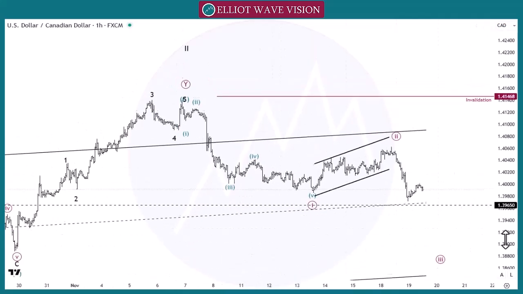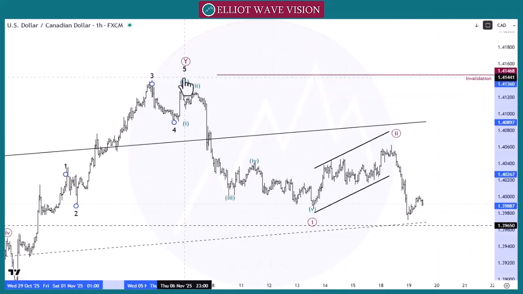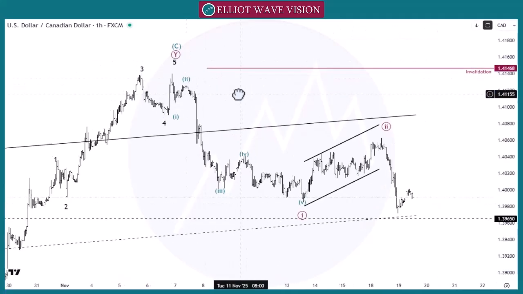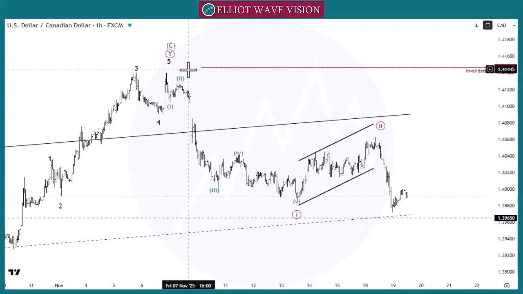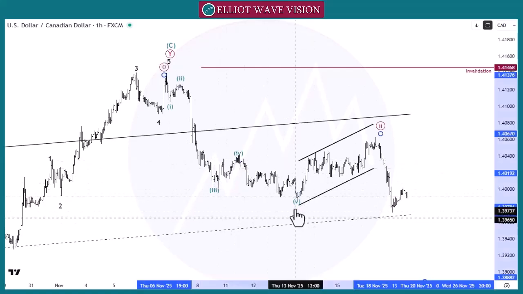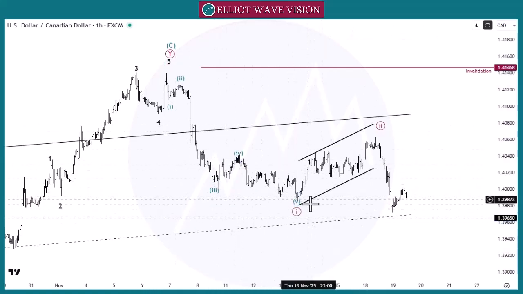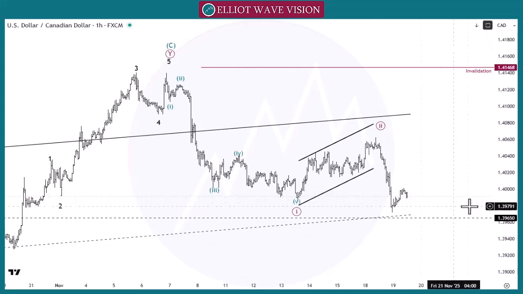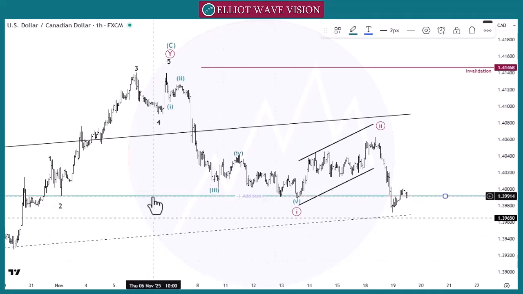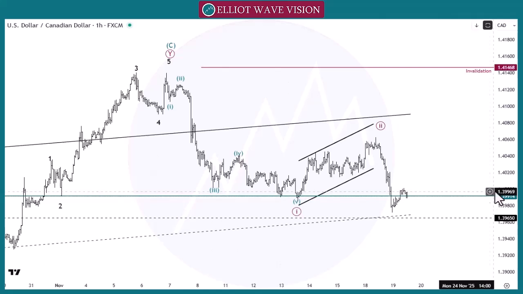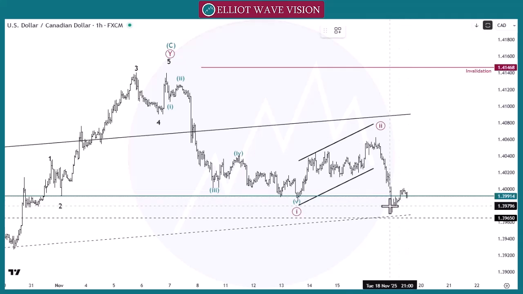So in the 1 hour time frame, we count these moves like wave 1, 2, 3, 4, 5 as a wave 1. The market arrived below, touched and crossed this 1.4, the round number 1.4. So the market arrived, and now the market is reacting.